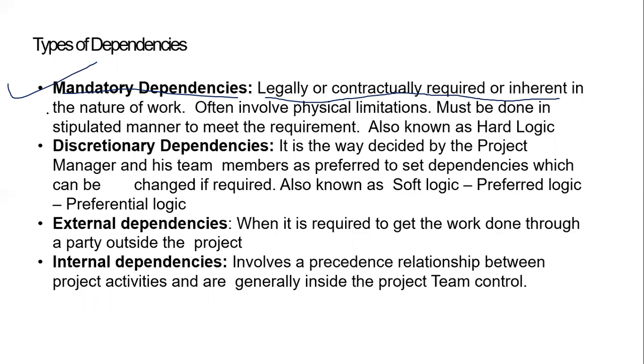For example, if you have to get government approval before starting any construction, of course you cannot skip that. Otherwise there will be compliance issues, right? The project might get some notice, or there are bigger implications to the project. So that's a mandatory dependency. Sometimes it's called hard logic. There's no way you can do anything without that.